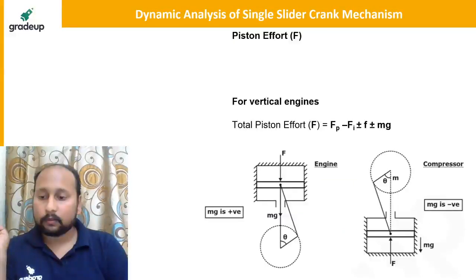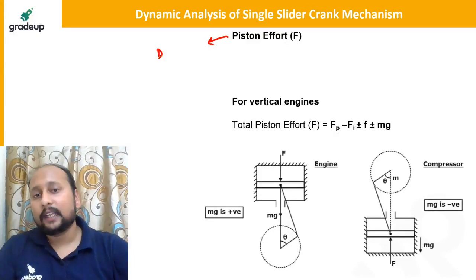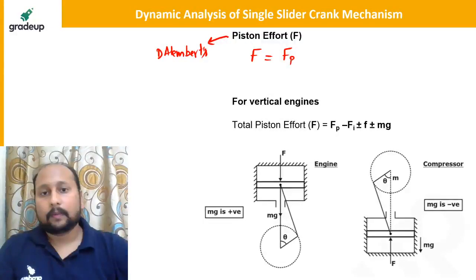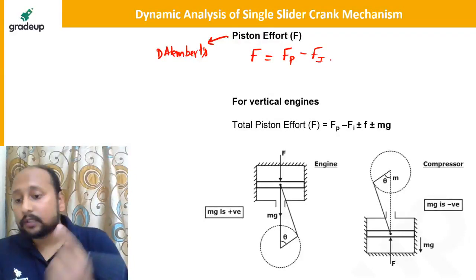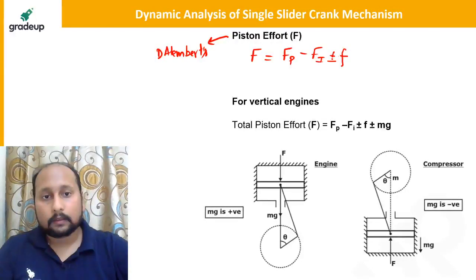So net piston effort, if I use D'Alembert's principle, the net piston effort will be equal to Fp minus Fi, because inertia force will always be acting opposite to the pressure force, plus minus your friction force.